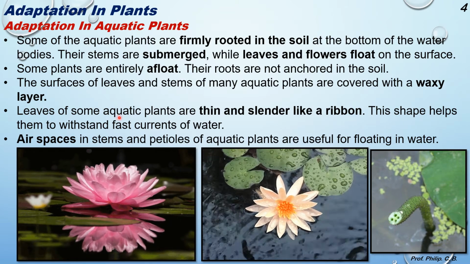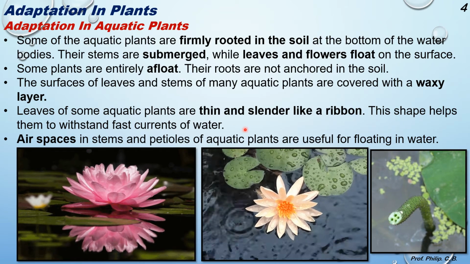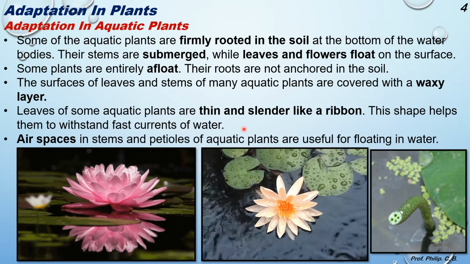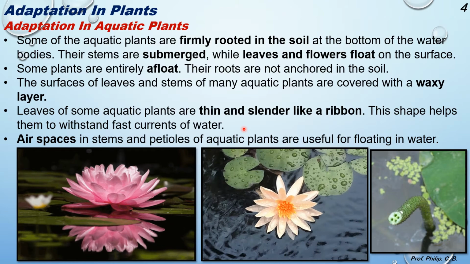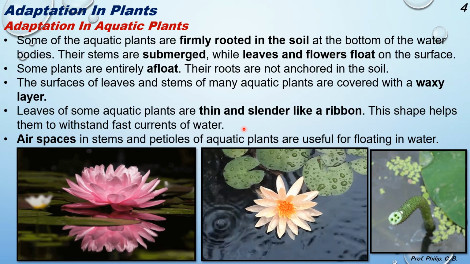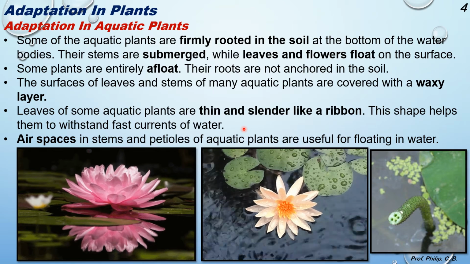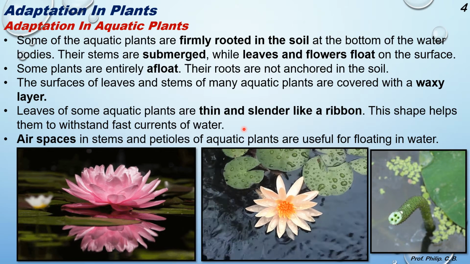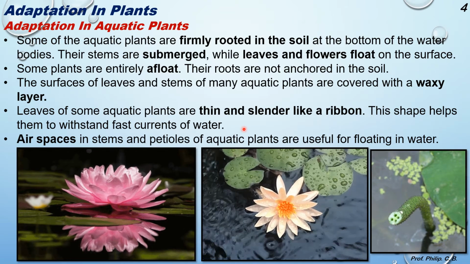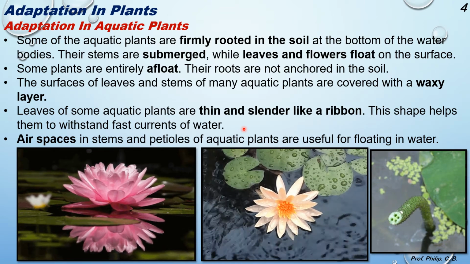This shape helps them to withstand fast currents of water. There are many examples of water plants. If I just add a few, like Hydrilla and Vallisneria, they all have very thin, ribbon-like leaves. So if there are fast currents or movement in water, this can overcome these fast currents.